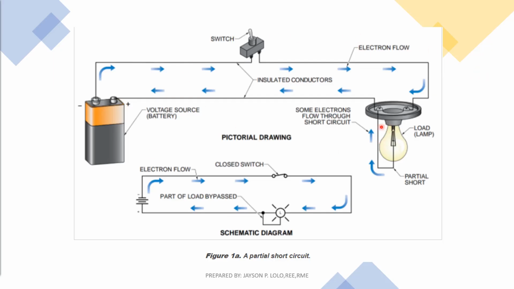Okay, this is a schematic diagram. The first one is the pictorial drawing where you can see the short. From the voltage source to the switch, the current flows to the load lamp, and then there's a partial short. In this schematic diagram, you can see that instead of flowing straight, there's a bypass where the current will pass straight to the light bulb. It has another bypass path, and it results in a short circuit.